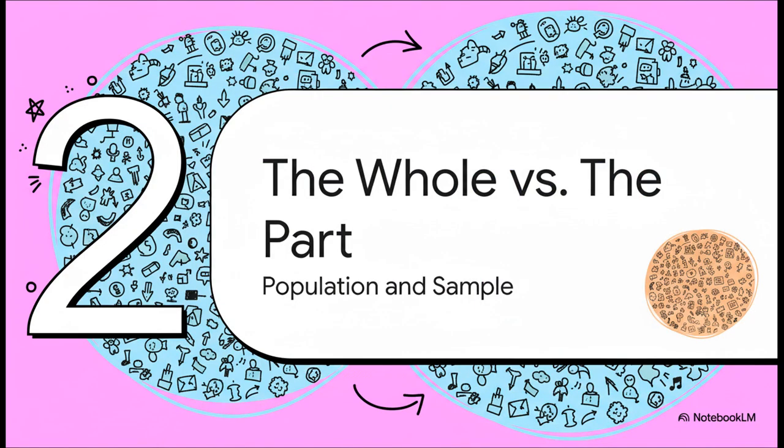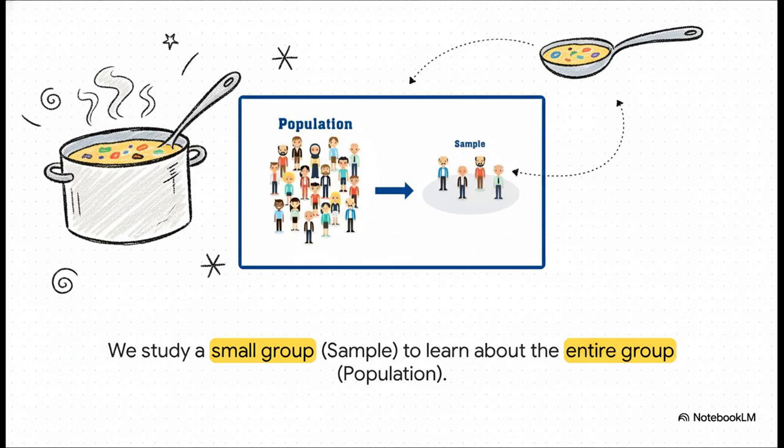That whole idea of using a small group to understand a huge one is, well, it's absolutely fundamental to how statistics works. And to really get it, we need to be super clear on two key terms, population and sample. Think of it like this. Let's say you're making a giant pot of soup. To know how it tastes, you don't have to eat the entire pot, right? Of course not.